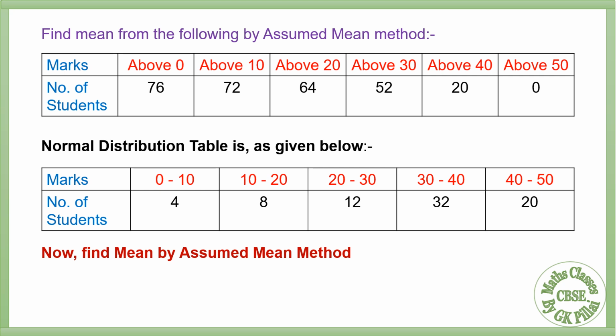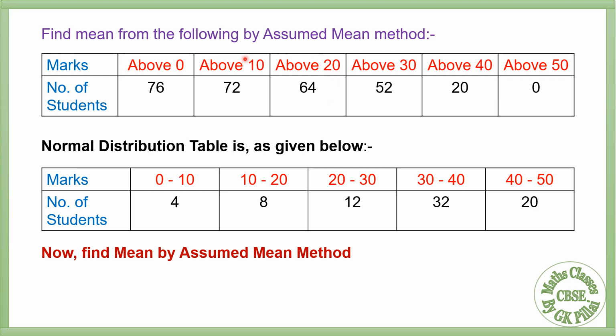In this particular sum also, the cumulative frequency is given, but in a different way. You have to find the normal distribution table. Above 0, 76, above 10, 72, above 20, 64. So the number of students above 0 means the entire class. So there are 76 students. Above 10 marks, 72 students got. And above 20 marks, 64 students got.